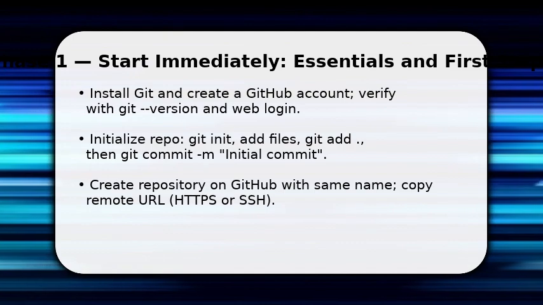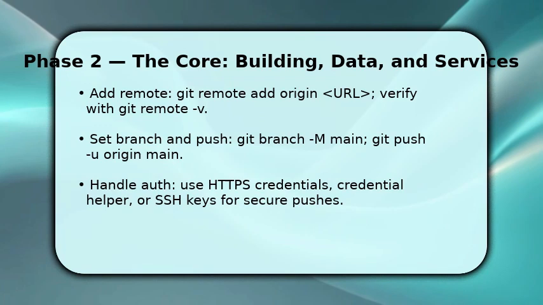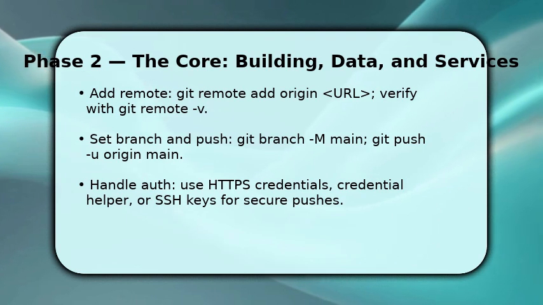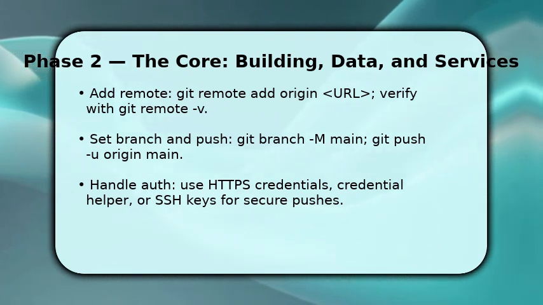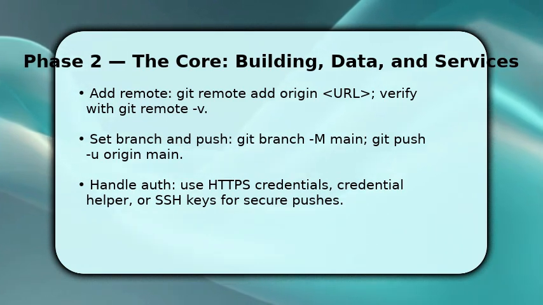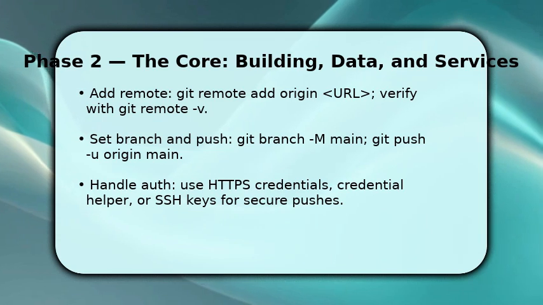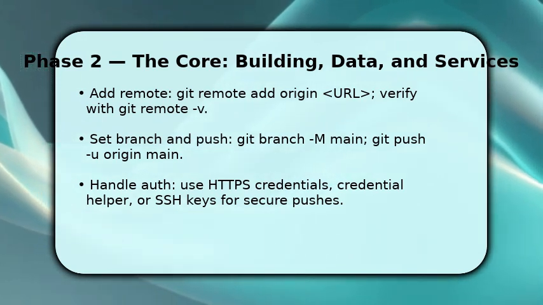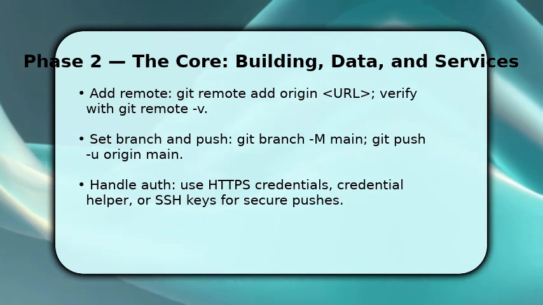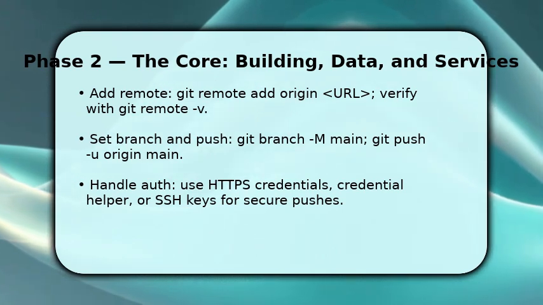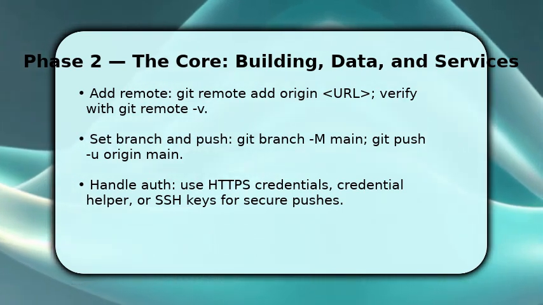Now link your local repo to GitHub and push. Add the remote with git remote add origin followed by the URL. Verify with git remote -v so you know it's correct. Set your default branch name, for example git branch -m main, and push with git push -u origin main to upload commits and establish tracking. If authentication prompts appear, choose HTTPS with a token or set up SSH keys. Once configured, future pushes are smooth and automated by your credential helper.